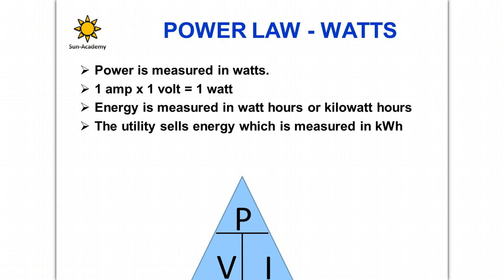A second part of Ohm's law is Ohm's power law, which is a simple mathematical equation that says power equals amperage times voltage, and can be manipulated to solve for either voltage or amperage. Power is measured in watts. 1 amp times 1 volt equals 1 watt. Energy is measured in watt hours or kilowatt hours, and the utility sells energy, which is measured in kilowatt hours.